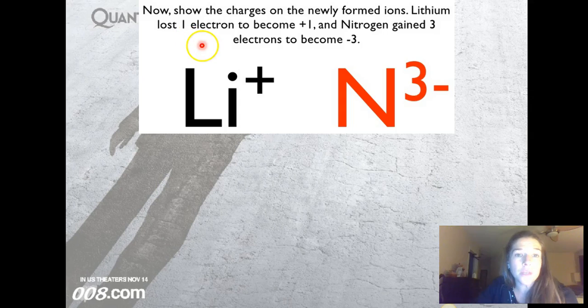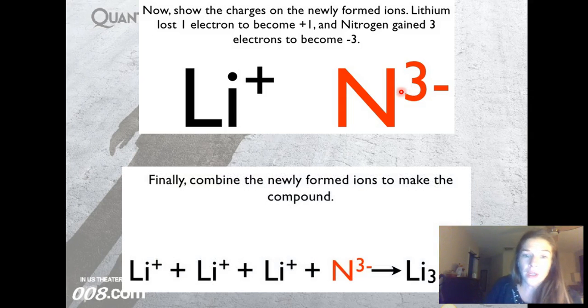So lithium lost 1 electron, so the overall charge for lithium would be +1, because those protons are winning by 1. The nitrogen gained 3 electrons. The overall charge for that nitrogen would be -3. Okay, so now we need to combine the newly formed ions to make the compound.